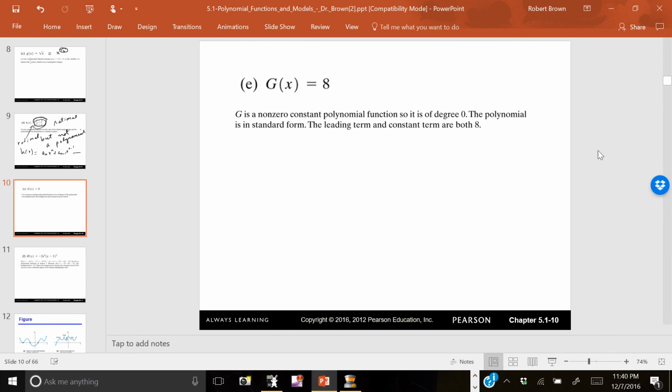Number e looks very simple. g of x is equal to 8. Well, that is 8x to the 0 power equals 8. It's a constant term. It's of degree 0. And it's in standard form. And it's a very simple constant function.